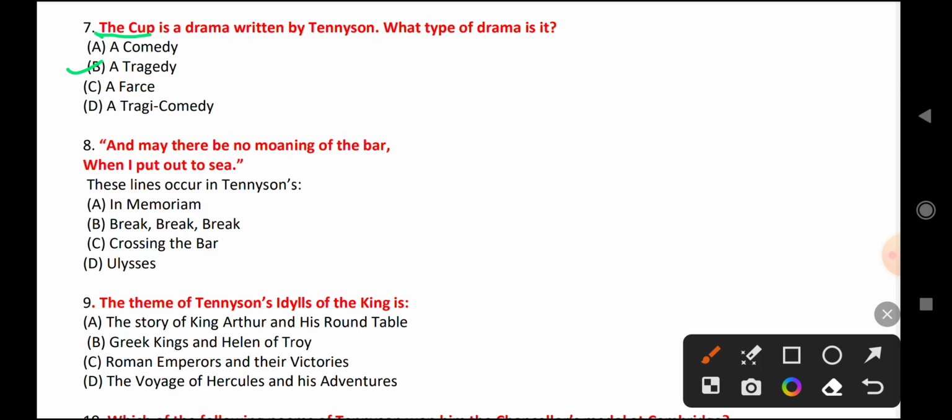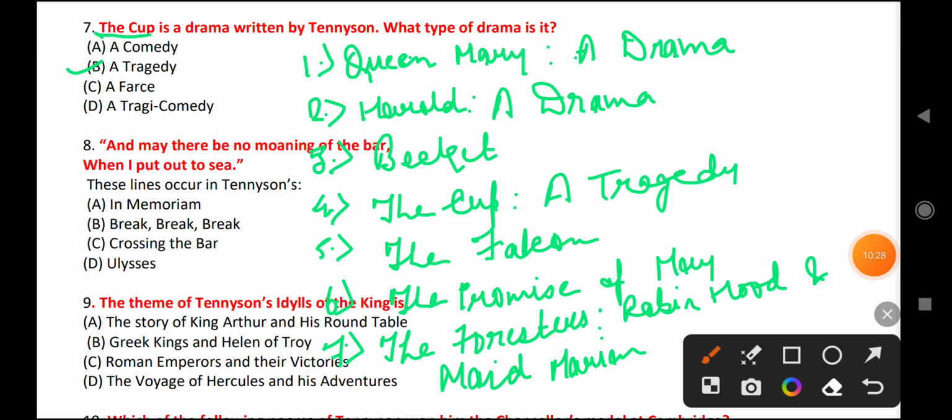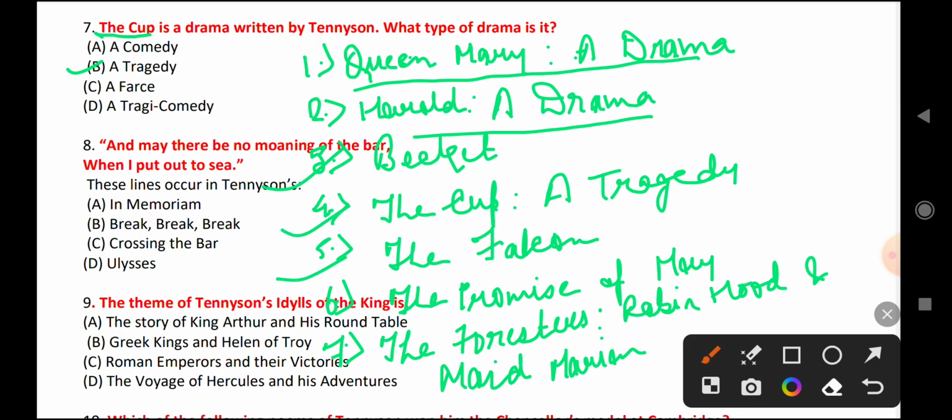So there are 7 dramas that you should remember. Number 1 is Queen Mary, a drama. Second is Harold, a drama. Third is Becket. Fourth is The Cup, a tragedy. Fifth is The Falcon. Sixth is The Promise of May. And seventh is The Foresters, Robin Hood and Maid Marian. So these are 7 of Tennyson's dramas that you should remember.